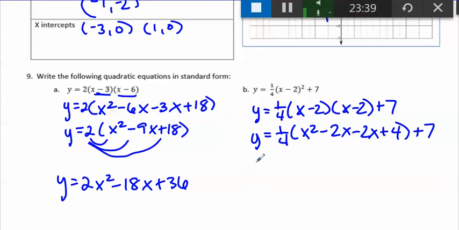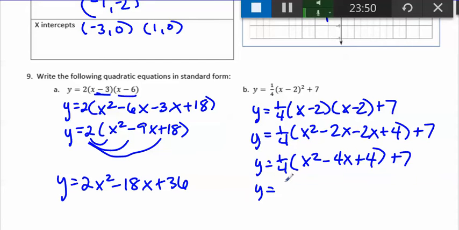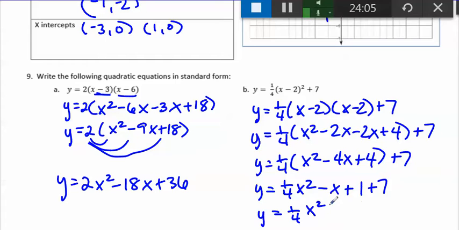Combine your like terms, so I have y equals 1/4 x squared minus 4x plus 4 and plus 7, and distribute. So 1/4 x squared minus x plus 1 plus 7. And then combine your plus 1 plus 7. So y equals 1/4 x squared minus x plus 8.